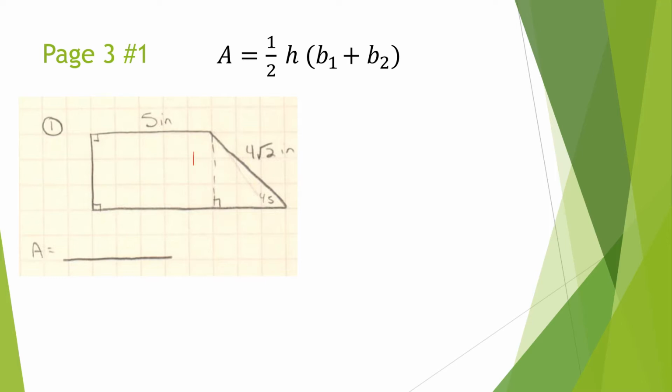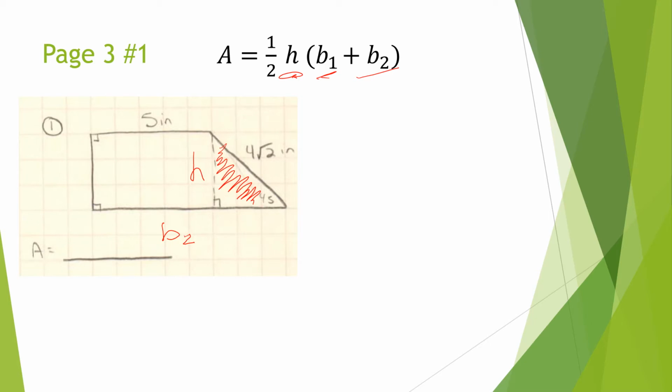So you're going to have to figure out the height first in order to do the area formula, because the area formula has B1, B2, and the height. So right now we're missing the height, and we're also missing B2. So we need to figure out those two things. What I could do is I realize that this is marked as a 45, 45, 90.